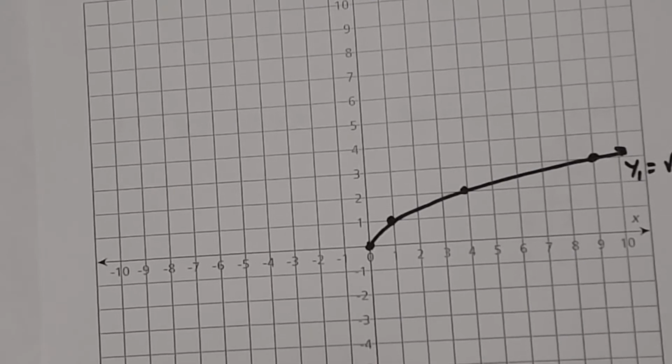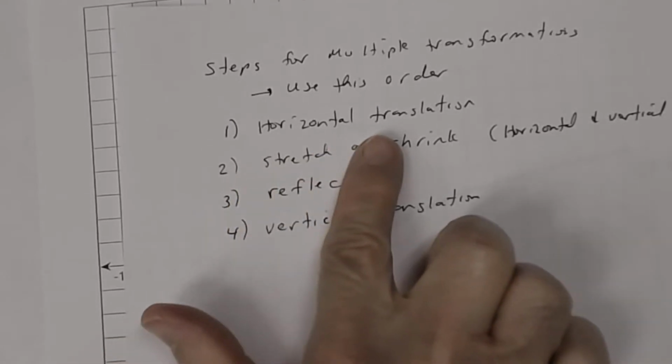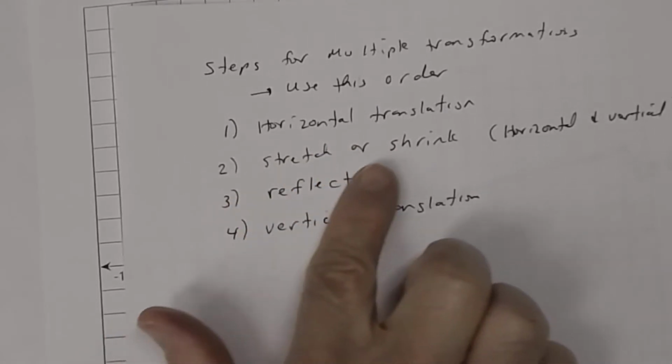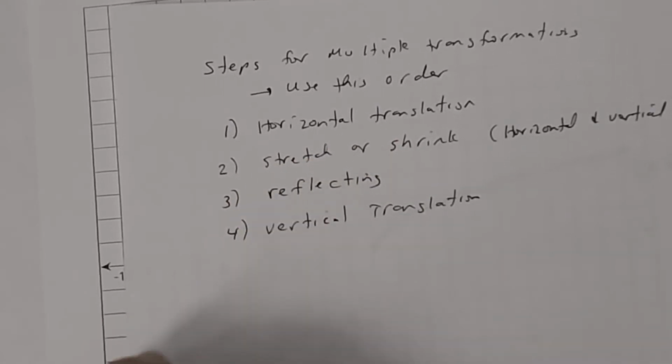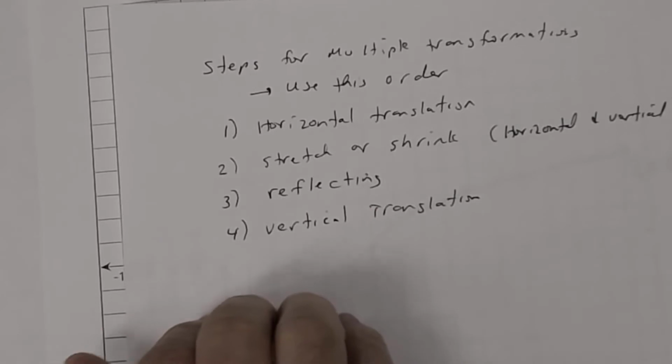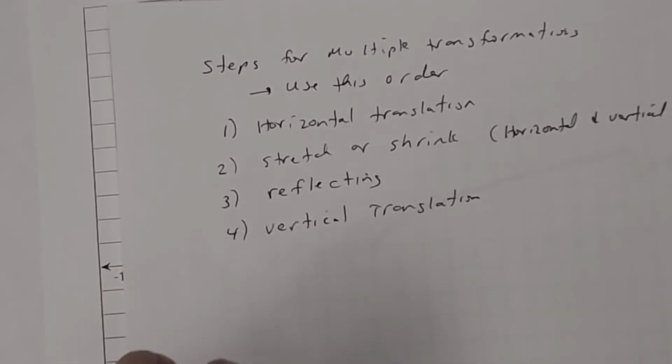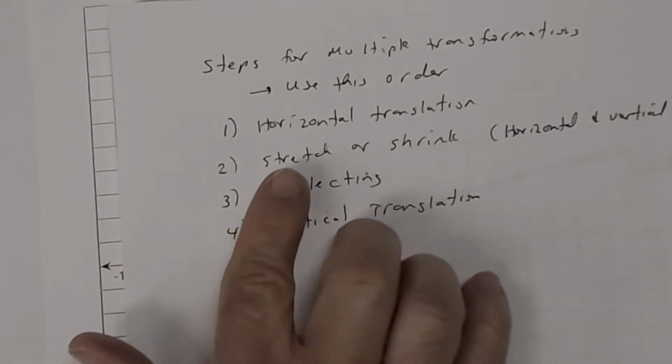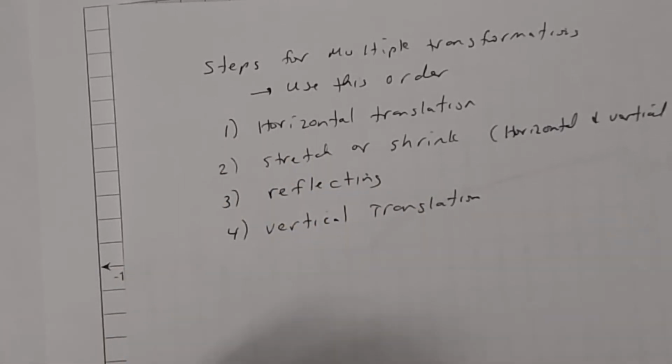All right, now, remember our order. The first thing I would do is a horizontal translation, then a stretch or a shrink, then a reflection, and then always do the vertical translation last. If you don't do it in this order, you'll be graphing the wrong graph for the function you're interested in. So it must be done in that order to get the correct graph.